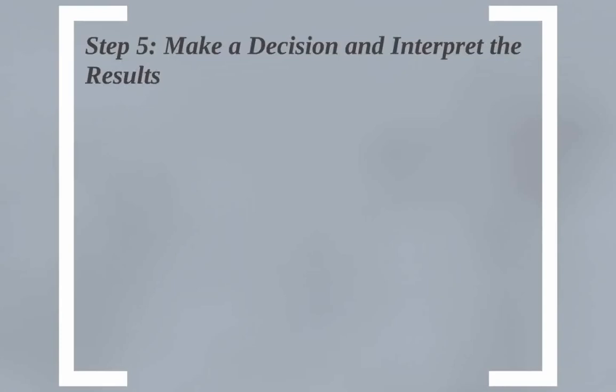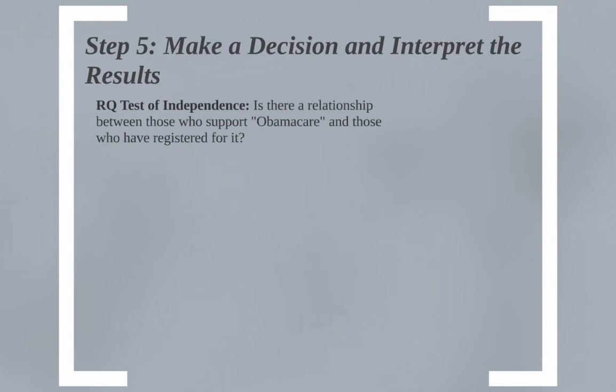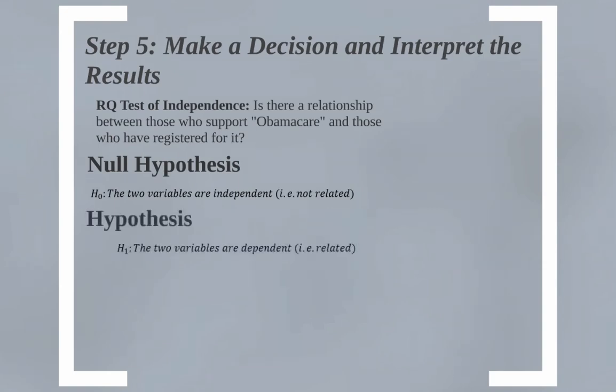Now let's think about making a decision and interpreting the results. Let's look at our question here: is there a relationship between those who support Obamacare and those who have registered for it? We see our null hypothesis here and our research hypothesis. What we find is that we have support for our research hypothesis, and we do not have support for our null hypothesis. So we're 95% confident that the two variables are related to one another, or dependent on one another.